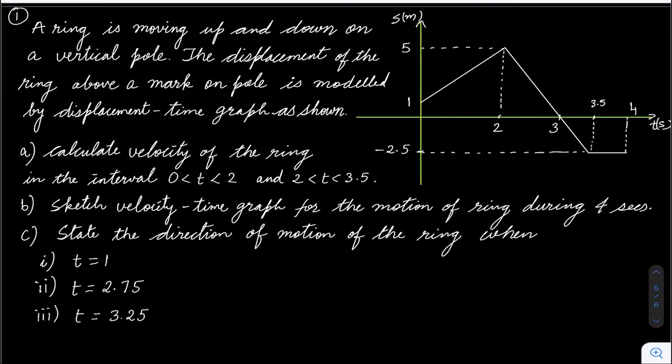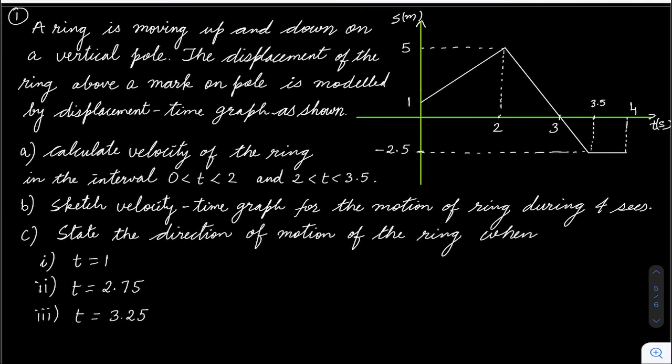The question is this: a ring is moving up and down on a vertical pole. The displacement of the ring above a mark on the pole is modeled by the displacement time graph. Displacement is in meters, time is in seconds. I always check the units because it's always important to check the units. First, calculate the velocity of the ring in the interval 0 to 2 and then 2 to 3.5. Okay, 0 to 2.